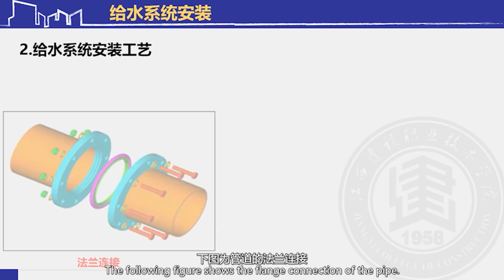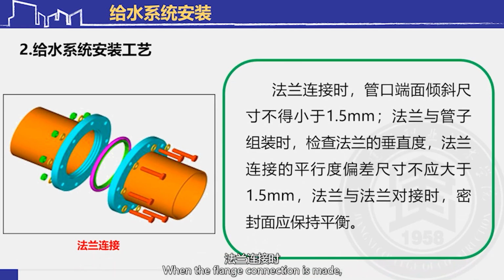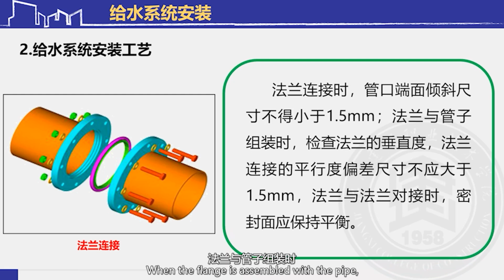The following figure shows the flange connection of the pipe. When the flange connection is made, the inclined dimension of the pipe and face shall not be less than 1.5 mm. When the flange is assembled with the pipe, check the verticality of the flange. The parallel deviation of the flange connection should not be greater than 1.5 mm. When the flange is connected with the flange, the sealing surface should be balanced.